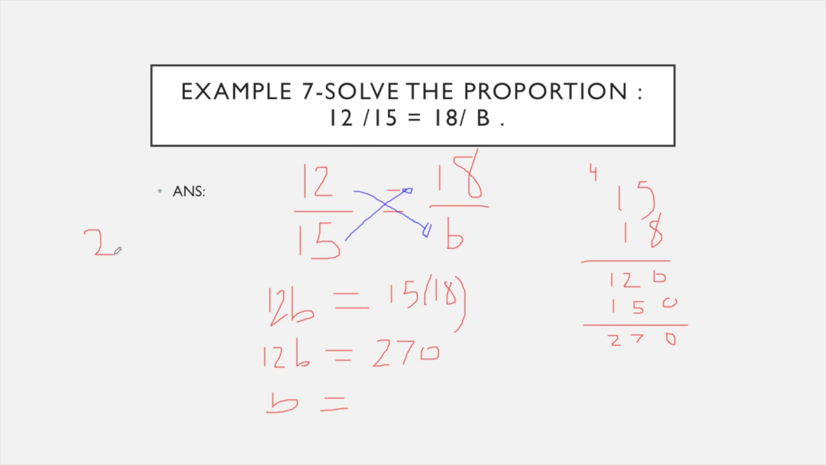Now is 270 over 12 a whole number? 12 goes into 27 twice, leaving me with 30 here. And 12 does not go into 30 evenly. So this is going to be a fraction. So let's just leave this as 270 over 12 for example 7. You could simplify that, but if you left it in this form, I would not mark it wrong. You could also write it as a decimal as well.